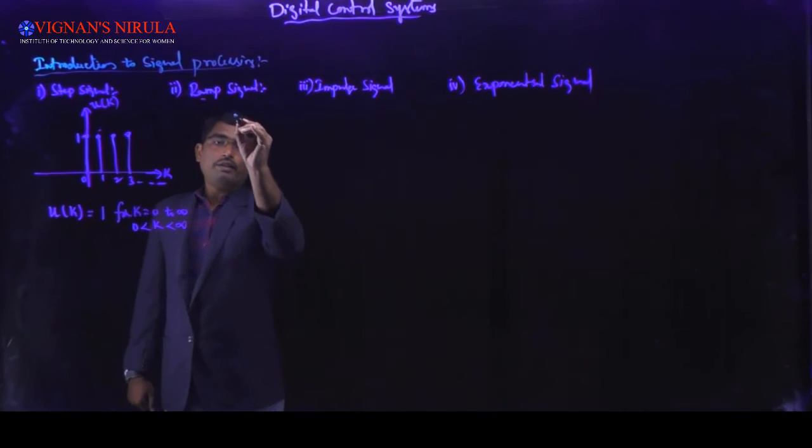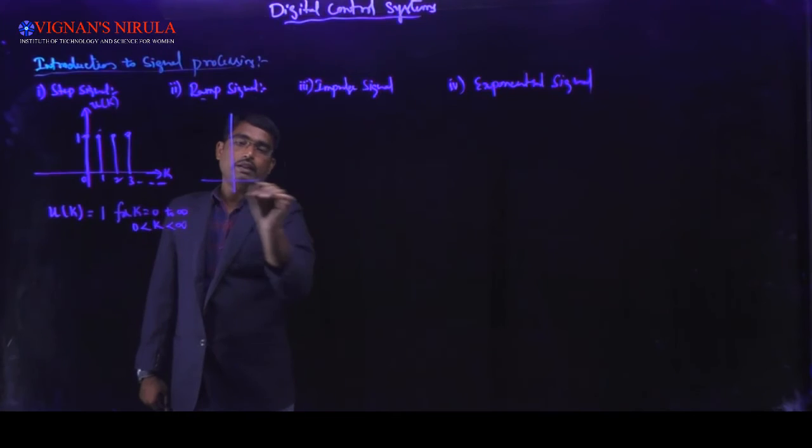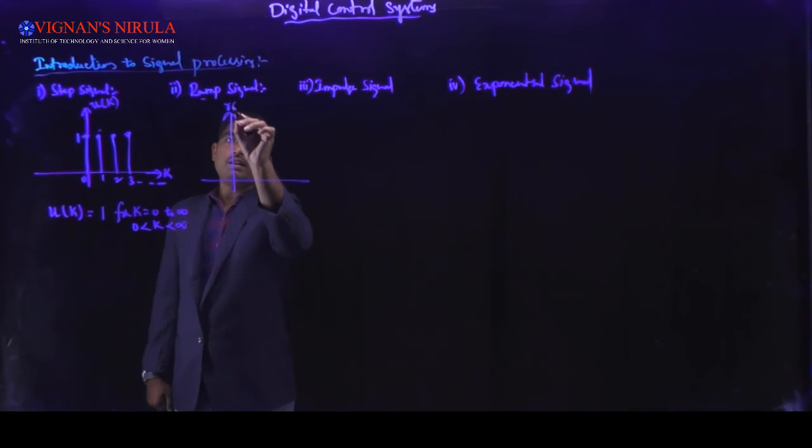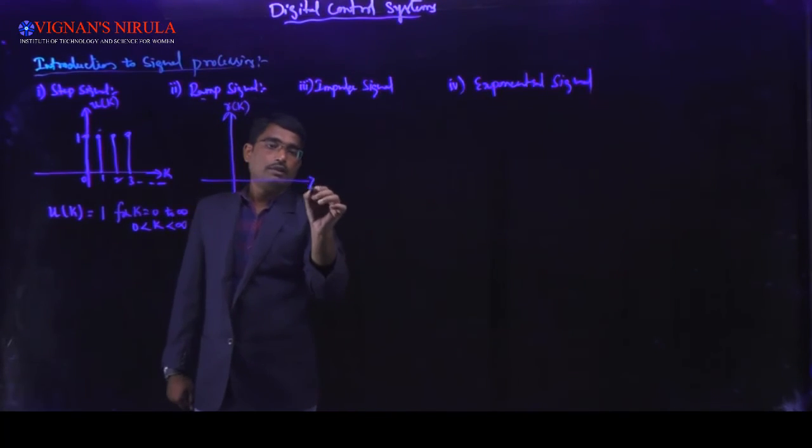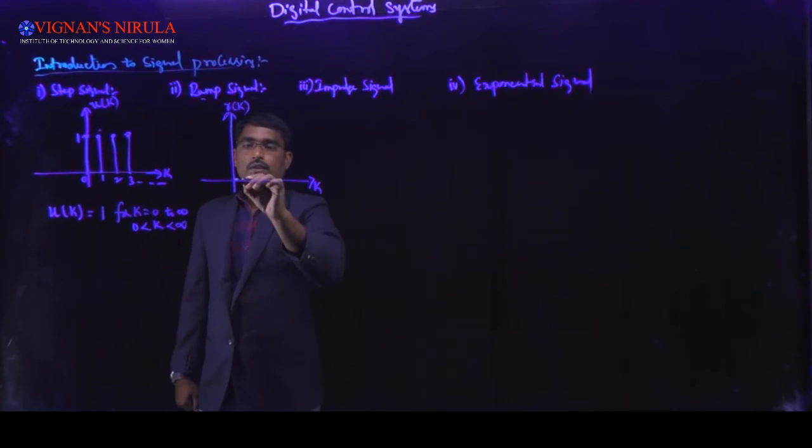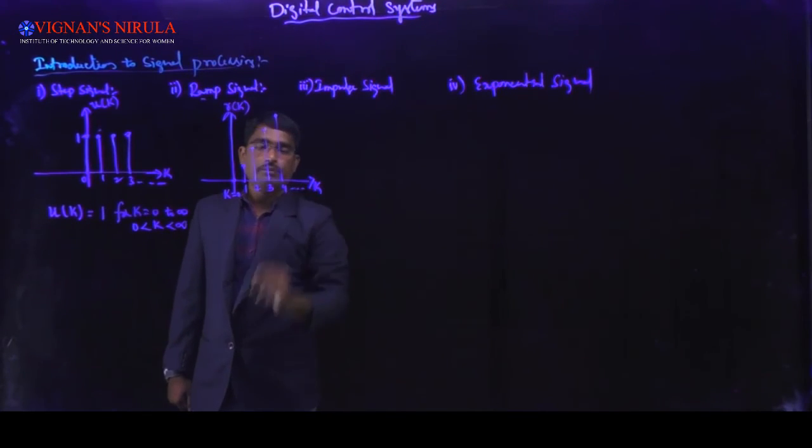In the same way, if we take the ramp signal, R of k with respect to k, we are taking a discrete time signal. For k equals 0, it is 0. For k equals 1, it will have some amplitude. For k equals 2, some amplitude. For k equals 3, some amplitude. For k equals 4, some amplitude, and so on.